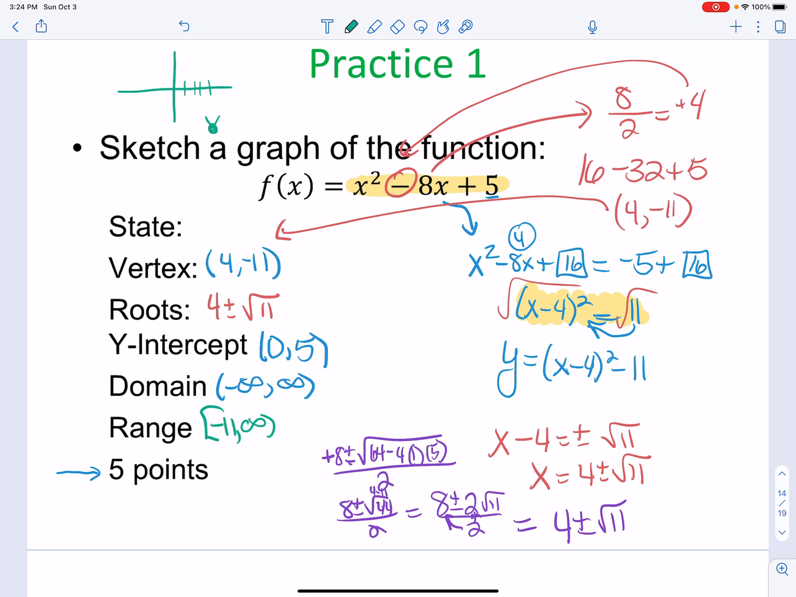And so if I need 5 points, I could just use counting. I could go over 1, up 1, right? Over 2, up 4. And I could make my parabola that way. And so then you would list those 5 points. So like you would have a point at 3, negative 10, and 5, negative 10. And you would have a point at 2, negative 7, 6, negative 7. So you can just plug in as well. I don't care. You should be able to do this.